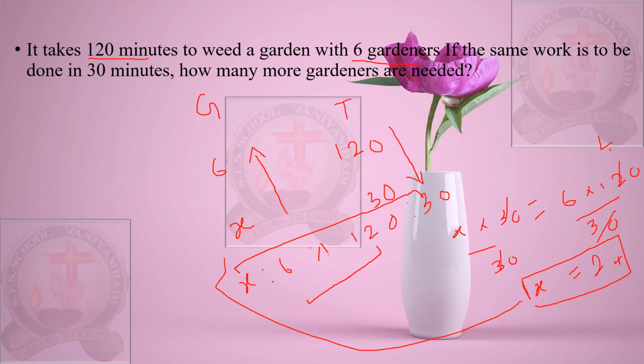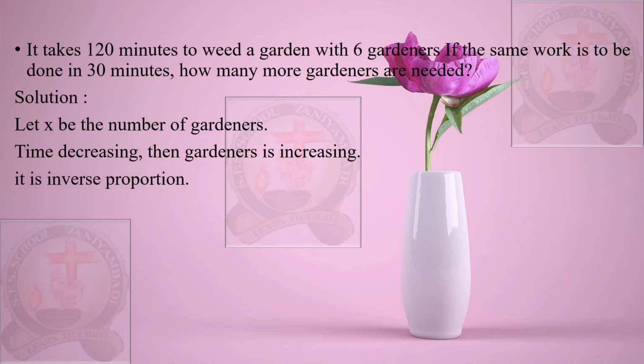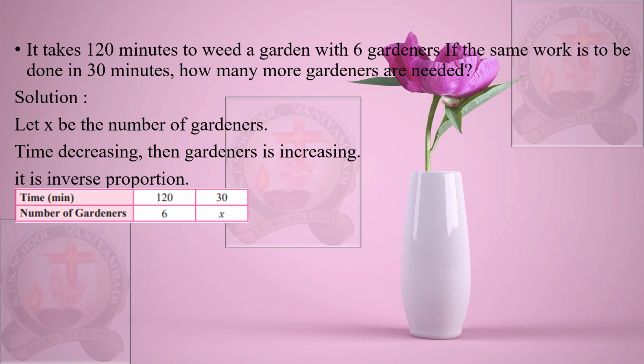I had assumed x is the number of gardeners needed to finish that work in 30 minutes. So how many gardeners do we need? 24 gardeners, children, to finish that work in 30 minutes. Now we'll write it in the proper way. Let x be the number of gardeners. The time is decreasing, therefore the gardeners will increase, so it is an indirect proportion.